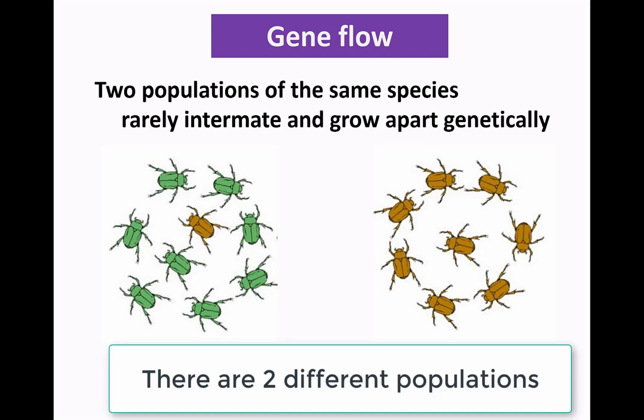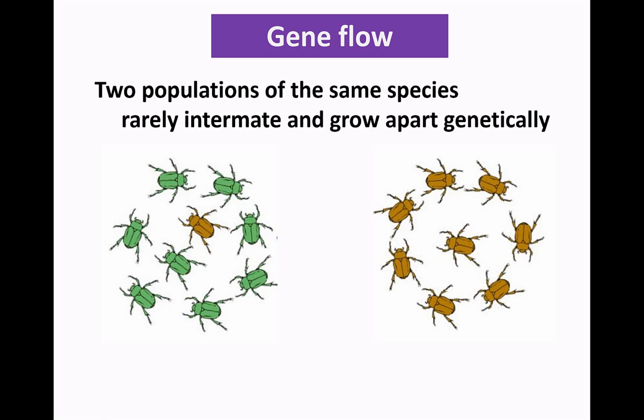Let's take 2 populations of beetles. Some individuals are green and some are brown. Note that in this case there isn't much advantage to color. It's just natural variation that exists in the population. These 2 populations are separate and rarely mate with each other.